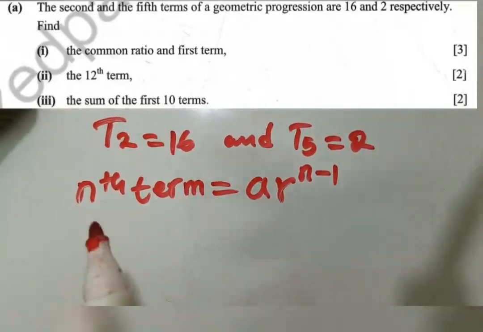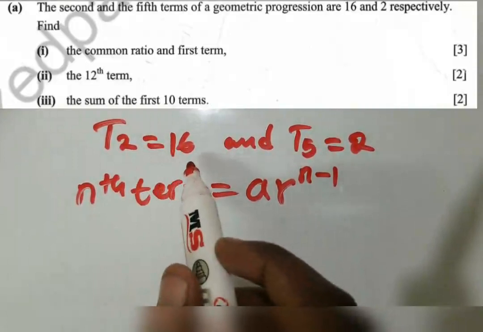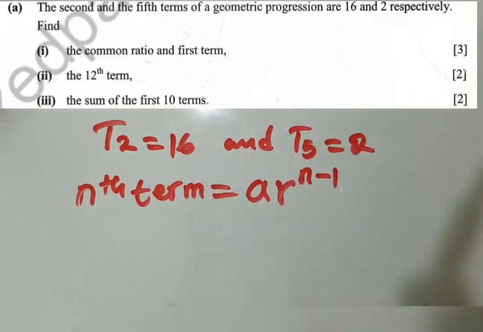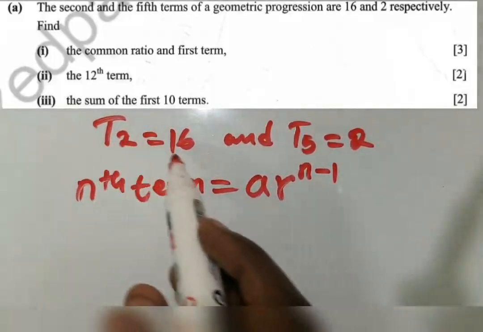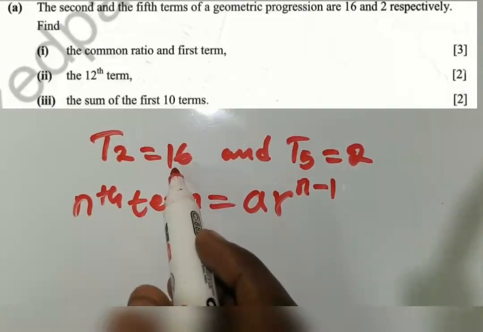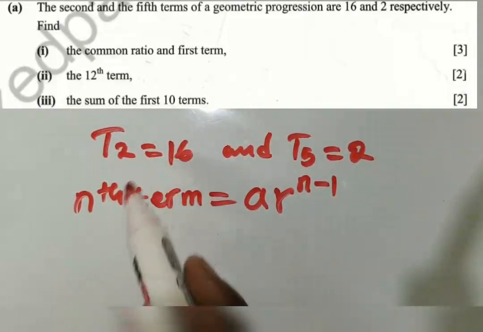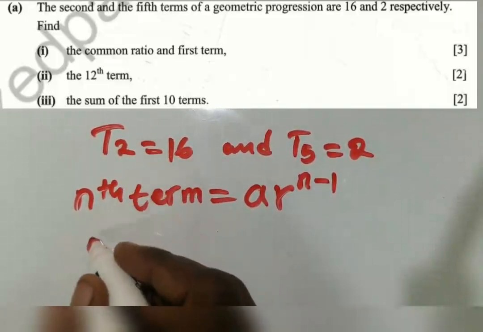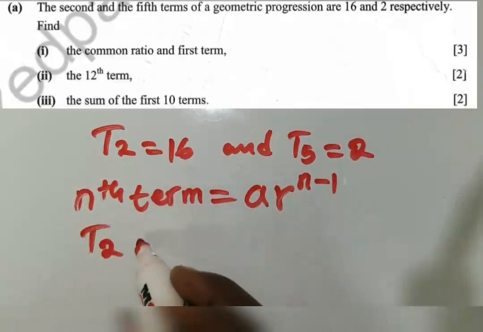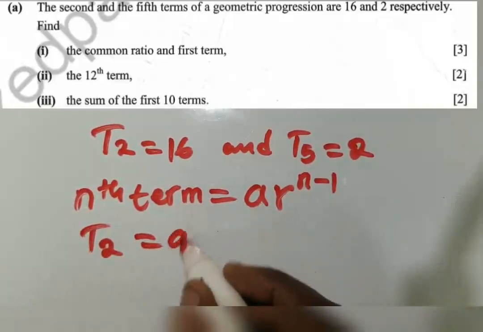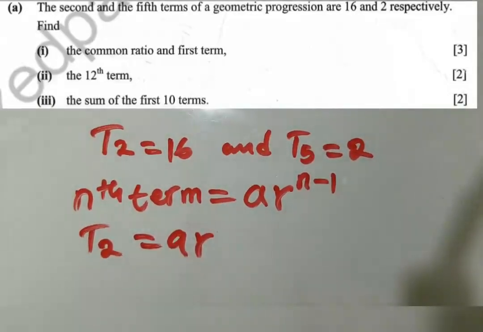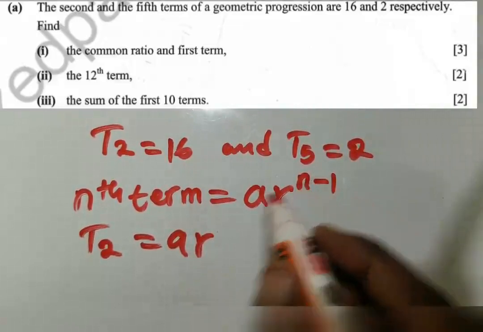So how do you find the common ratio and the first term when you are given the second term and the fifth term? Let's see what data we have when we use the second term. So we have term 2. Here we're using term 2 is equal to a r to the power n. I said in the previous video that n represents the number of terms.